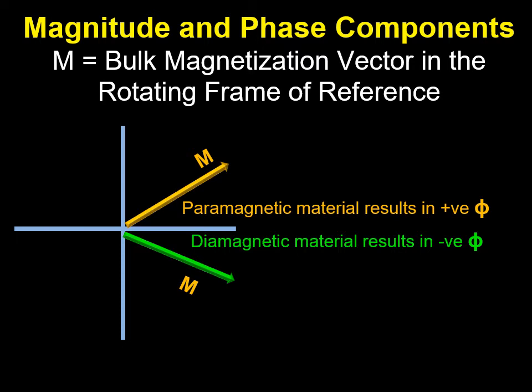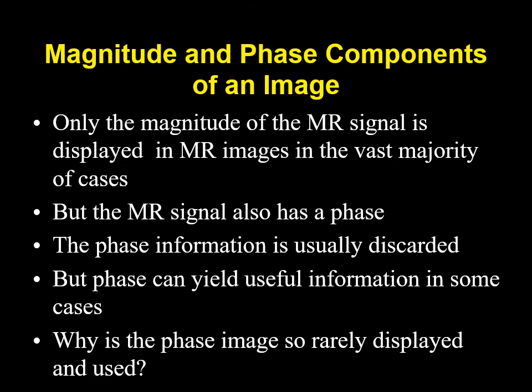So if the bulk magnetization vector has a positive phase angle relative to a baseline, it's called paramagnetic, which is shown in orange in this slide. And if it's negative, it's called diamagnetic, shown in green in this slide. So the magnitude and phase components of the signal are always available, but the custom is only to display the magnitude of the signal in the vast majority of cases. But the MR signal also has a phase. The phase information is usually discarded, but in some instances, the phase can yield useful information and can be used to problem solve in some cases.